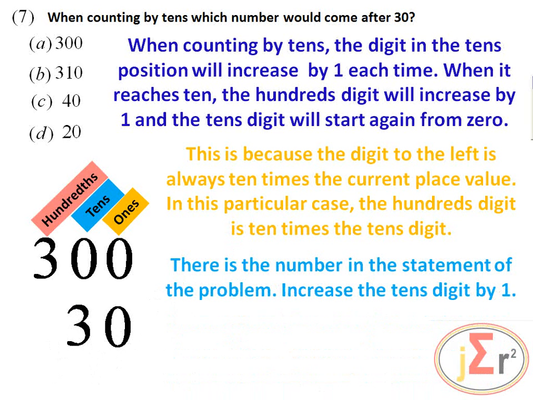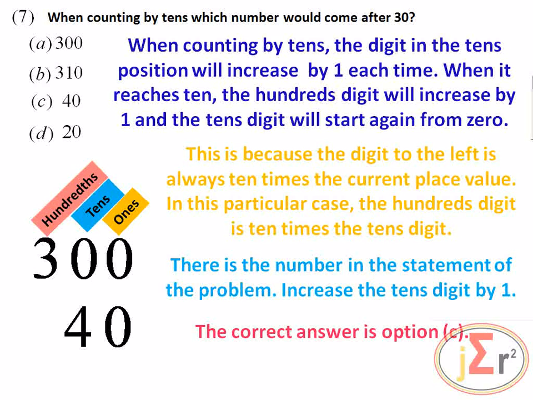There is the number in the statement of the problem. Increase the tens digit by 1. So that's what we are doing. If we are counting by tens, it is the tens digit that goes up by 1 each time. So we have 30. What will come after 30 if we are counting by 10? We need to increase the tens digit by 1. And this is how we do it, Jerry. 1 click and it goes over to 40. And that is our correct answer. The correct answer is option C, as Jerry stated before.